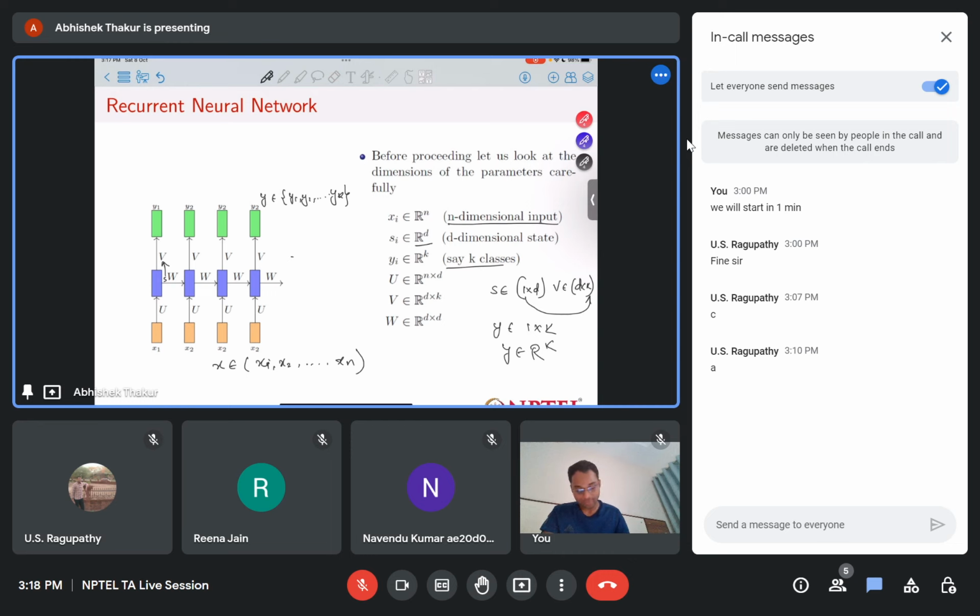And our w is d cross d, because u is n cross d. Here you can see our x is 1 cross n, so u is multiplying, so u will be n cross d, because when you multiply x with u, we will get 1 cross d, that is our si. And w will be d cross d. So these are just the dimensions we should take care of, and we will solve questions based on this.